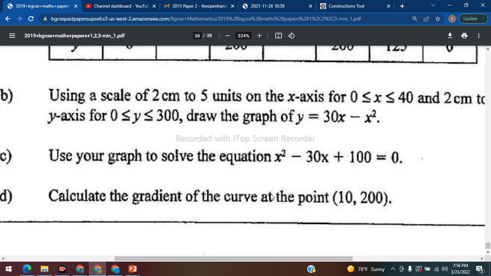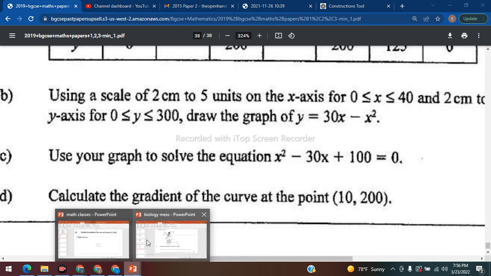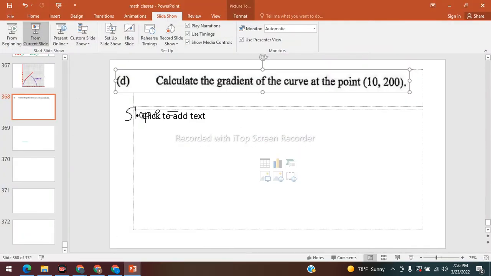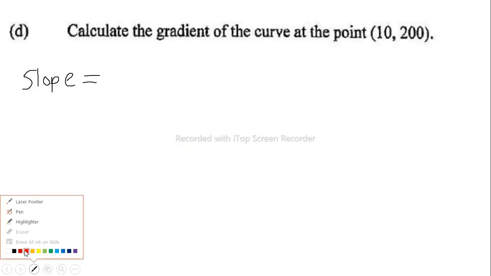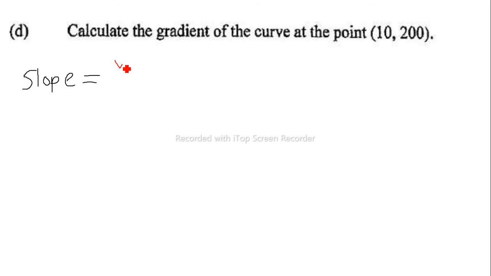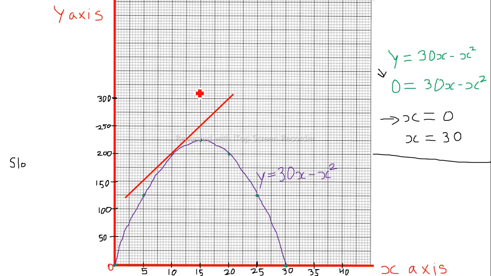So we have to use the slope formula. I'm just going to use the rise over run. So we have this slope formula. It's going to be y2 minus y1 divided by x2 minus x1, and it's going to be equal to, so let's go back to our graph.